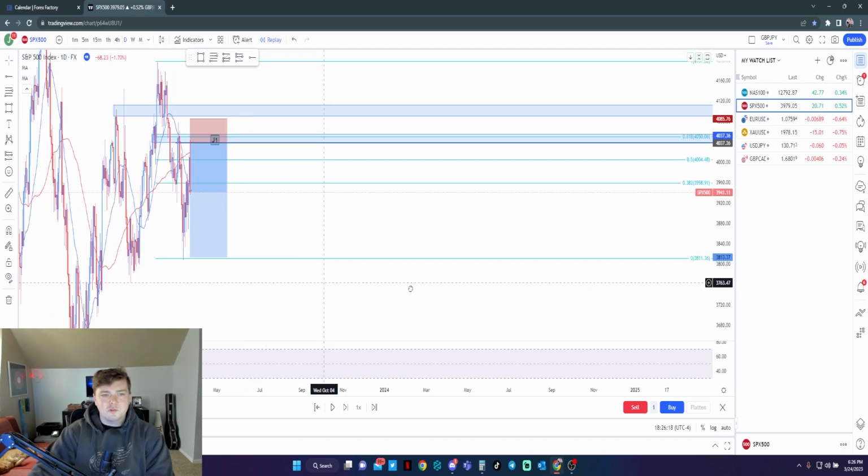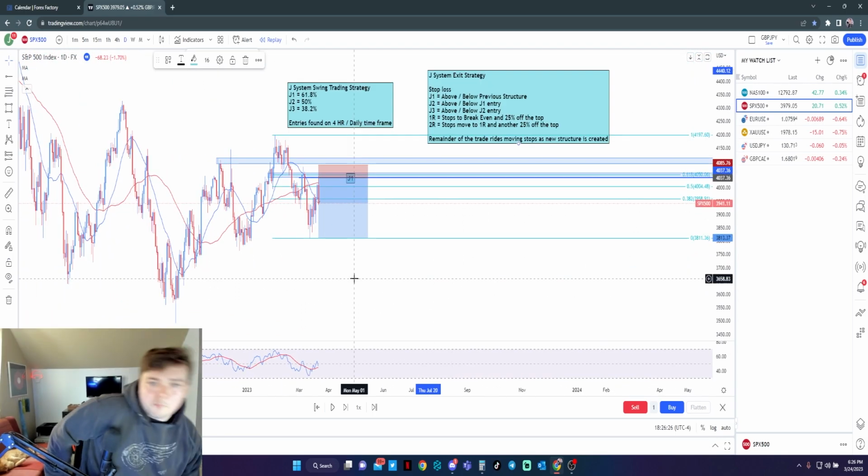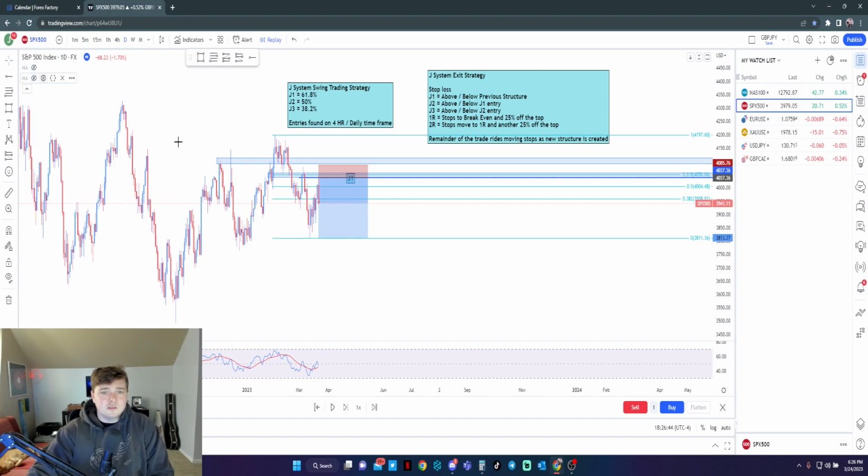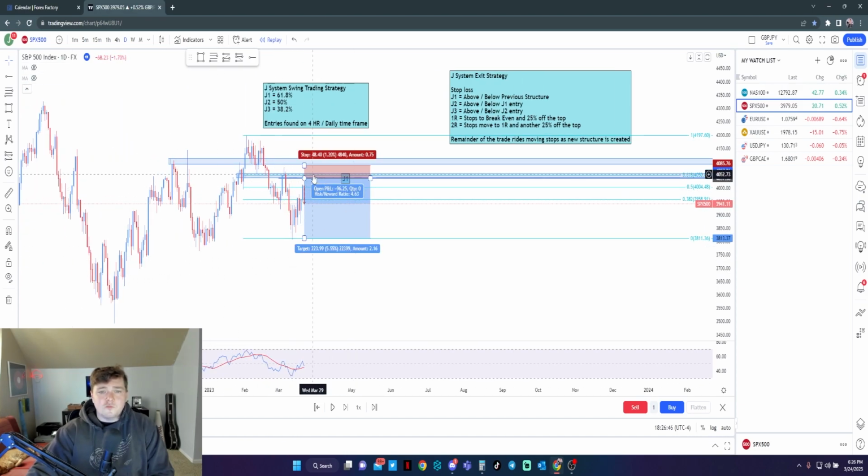So what I do in order to make sure that I'm securing profits is I draw more rays. And so my rays are 1R and 2R. So at 1R, which would be whatever my stop loss is. So if my stop loss, I'm going to hide these, it's a little more clean. So if my stop loss is 484 pips, well, 1R is going to be 484 pips in profit.